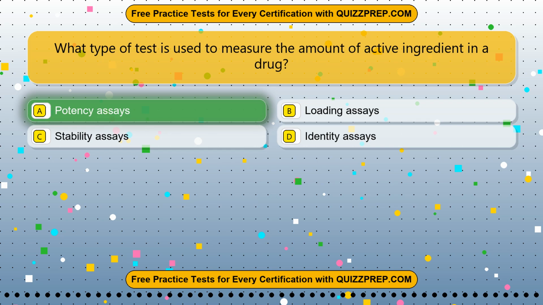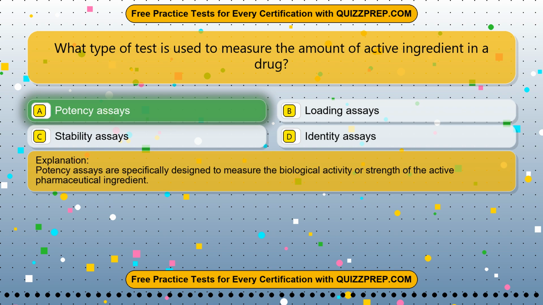The correct answer is option A, potency assays. Potency assays are specifically designed to measure the biological activity or strength of the active pharmaceutical ingredient.